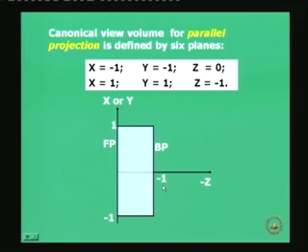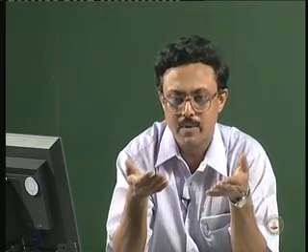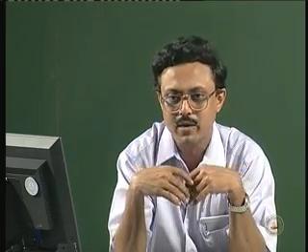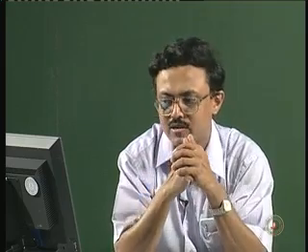So, along the viewing axis, which is the minus z axis, the canonical view volume is bounded by an FP and a BP, which means the front plane and the back plane, also called the front clipping plane and the back clipping plane respectively.